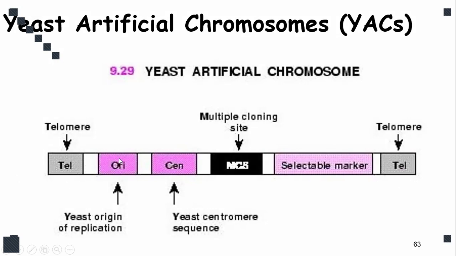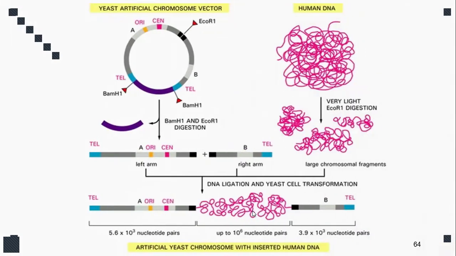And then there is the origin of replication, and then there is the centromere, the point at which two chromatids can actually attach. And then there is the multiple cloning site, and then there is the sequence for the selectable marker. Remember that you will need to select cells that have been transformed from the ones that have not been transformed. Then you have your yeast artificial chromosome, and then you have your DNA from human source or from other mammalian sources.